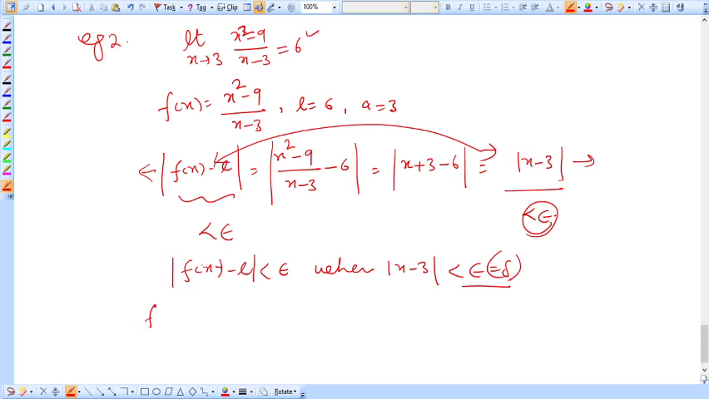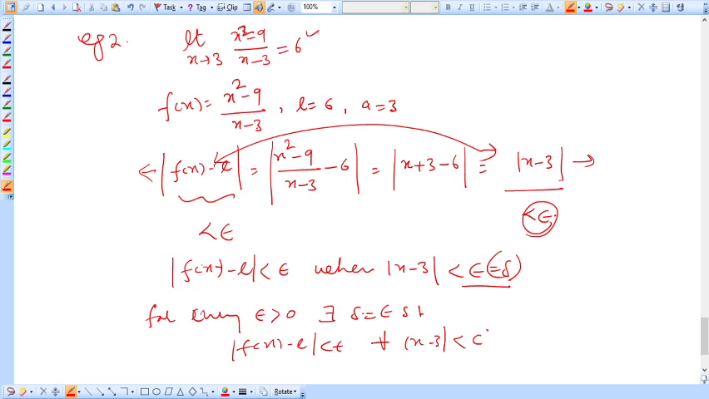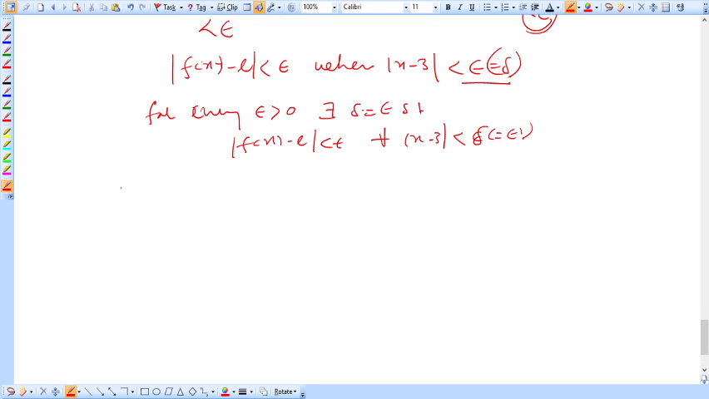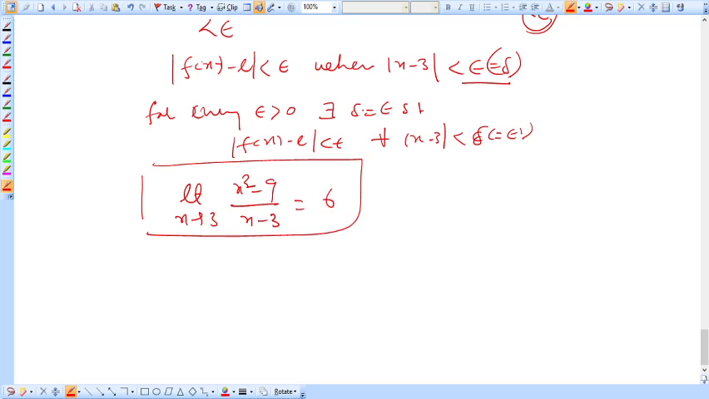Thus for every epsilon greater than 0 there exists a delta equal to epsilon such that f of x minus L is less than epsilon for all x minus 3 less than delta equal to epsilon. Therefore the limit as x tends to 3 of x square minus 9 divided by x minus 3 is equal to 6. Okay, so this was another example on this.